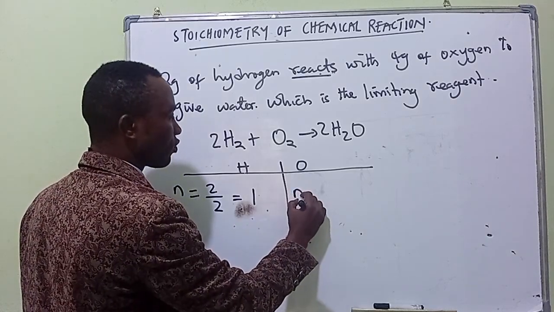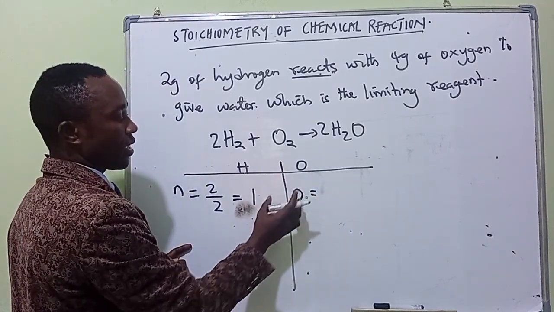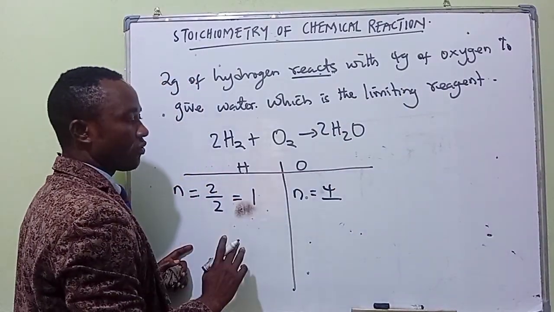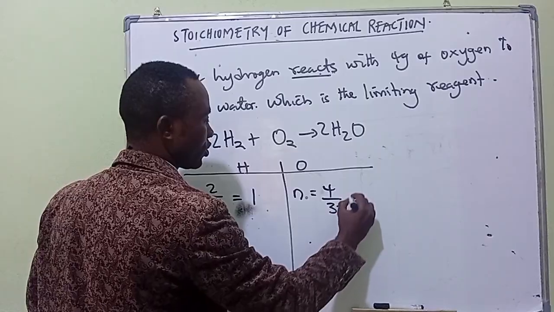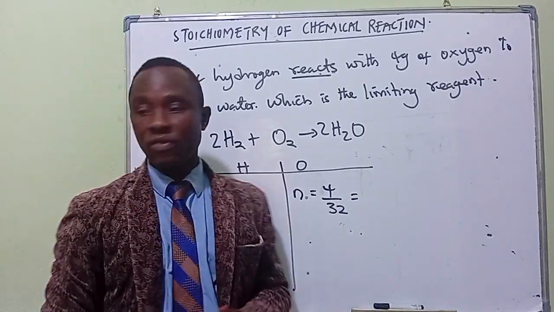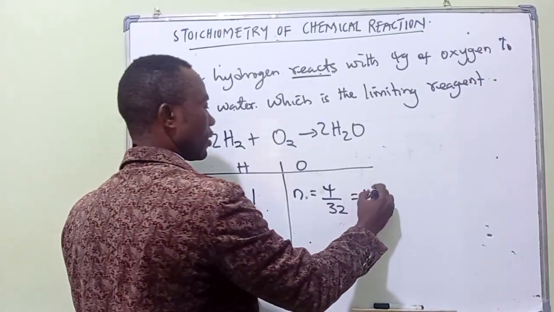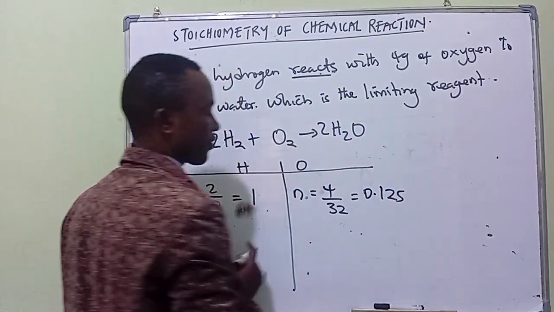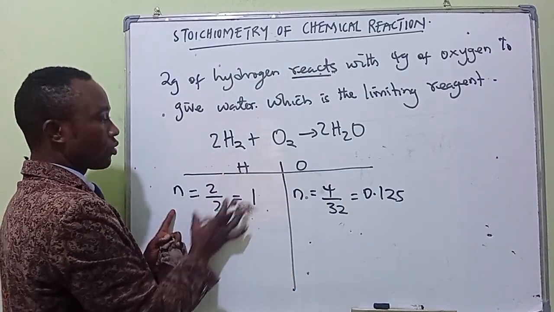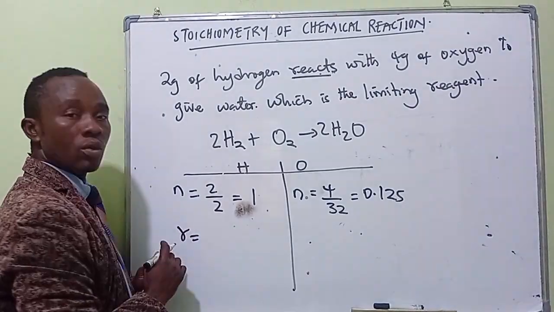Then the number of mole for oxygen, this side, is the mass of oxygen, which is 4 gram, over the molar mass of oxygen, which is 32. So you can see that the number of mole for oxygen, by calculator, is 0.125. Now, we have gotten the number of mole for both hydrogen and oxygen.